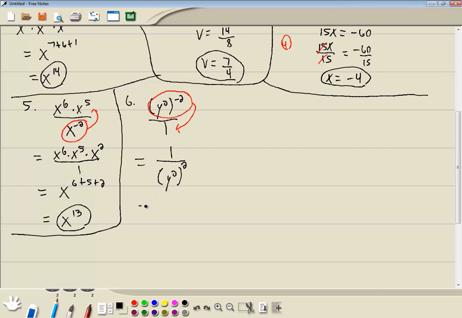And now, once we got rid of the negative exponent, we got an exponent raised to another exponent, so you're going to multiply them together. So 2 times 2 gives us 4. So we're going to have 1 over y to the 4th. And that's our answer.